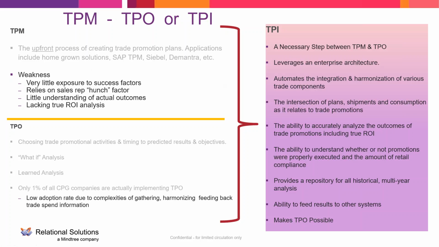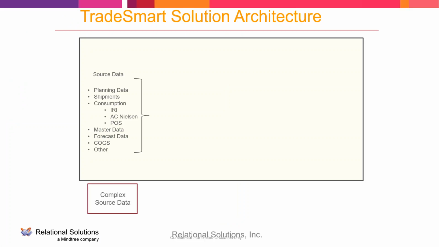And the reason is because the TPM reports have the information required for the trade promotion management application. What you actually need is that plan data from the TPM solution, but you also need your shipment data, which could be in SAP or Oracle or anywhere else. You need that consumption data coming in from all those different POS sources. That needs to be integrated with your master data, and we need to pull in the forecasts that are coming in, as well as your cost of goods sold from your financial system.